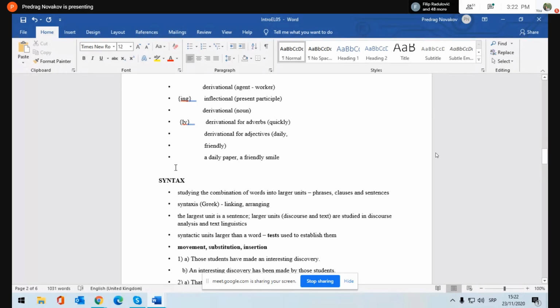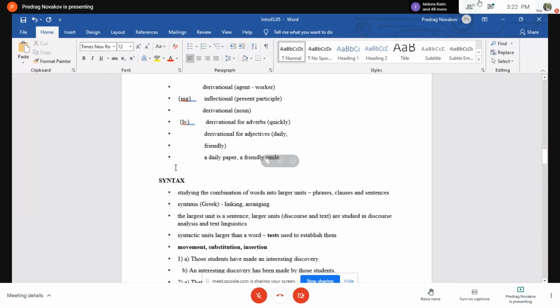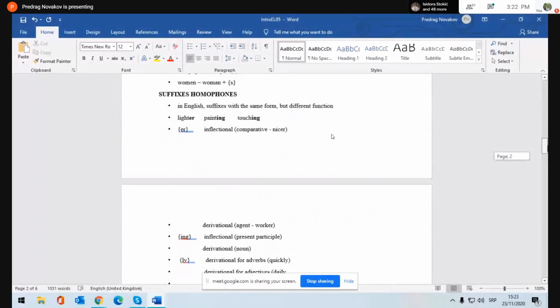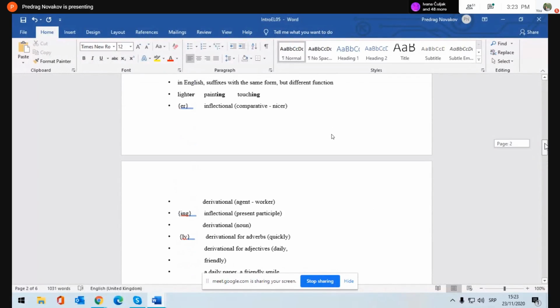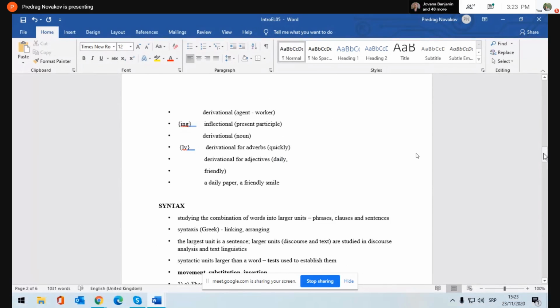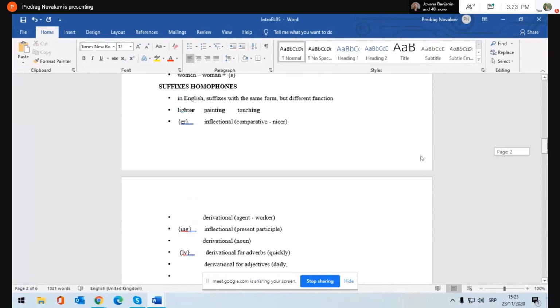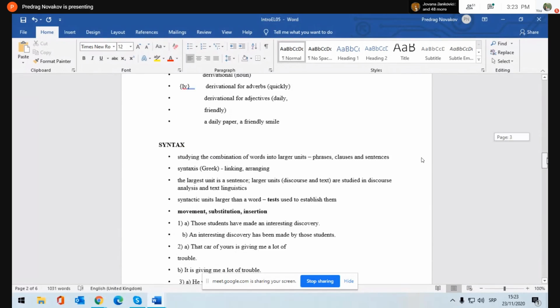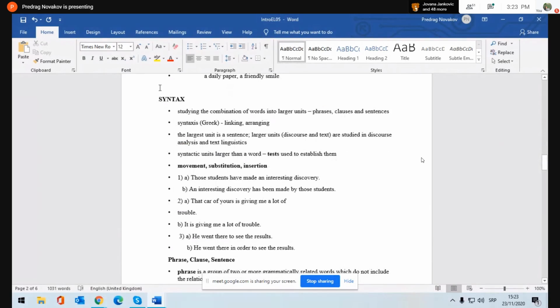I'm not going to start syntax today. We have perhaps 6-7 minutes, okay? So let me ask you if there are any questions about this second part or some other questions before we finish. We have about, let's say, 5 minutes before we finish, if you have any questions. Ako nešto nije bilo jasno, vi pitajte. Irregularities in morphology, suffixes, homophones, and so on. Sljedeći put nastavljamo sa sintaksom.